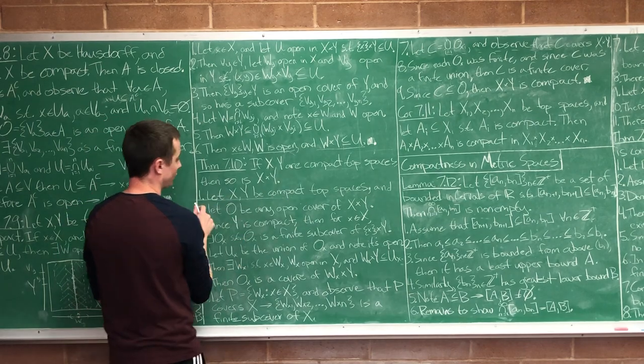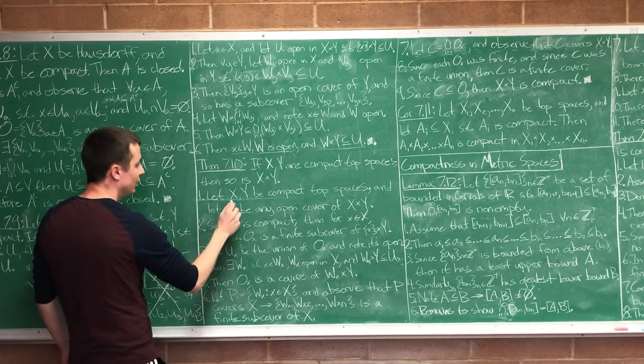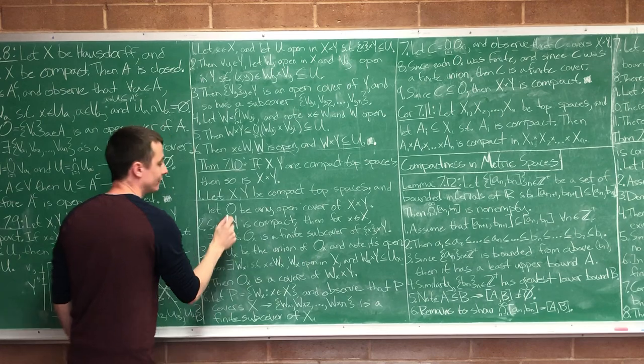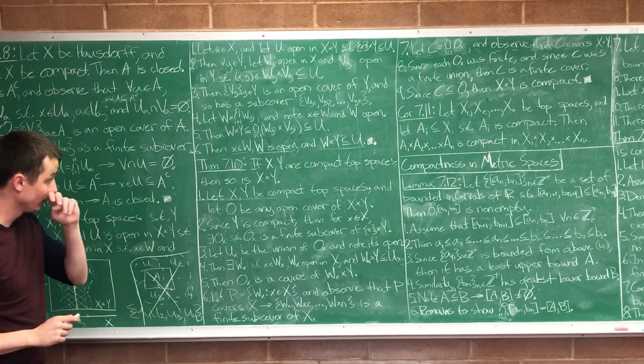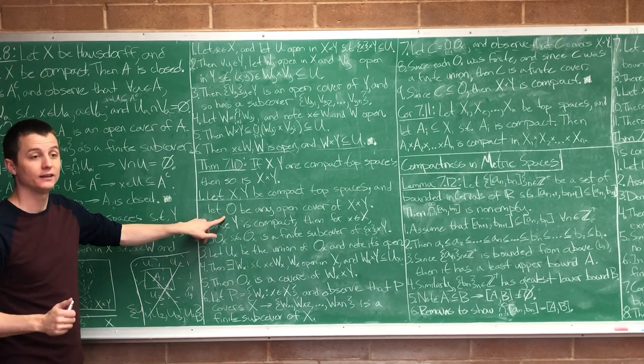Alright. So X and Y are compact topological spaces, and so is their cross product. Let X and Y be compact topological spaces, and let O be any open cover of X cross Y. What is my goal? My goal is to find a finite subcover of O.